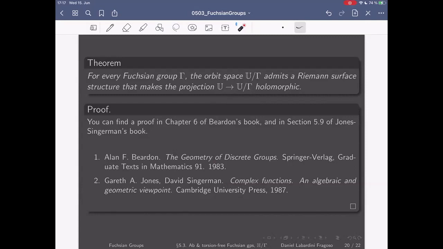This gives a well-defined Riemann surface structure. And exactly the same thing works for Fuchsian groups. The only problem is that you might have some torsion in the Fuchsian group, and that gives singular points. And in order to describe that very precisely, you need a bit more work, and that's why the proof is not part of these lectures.